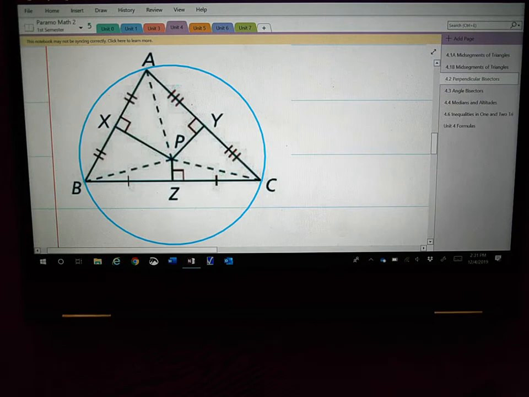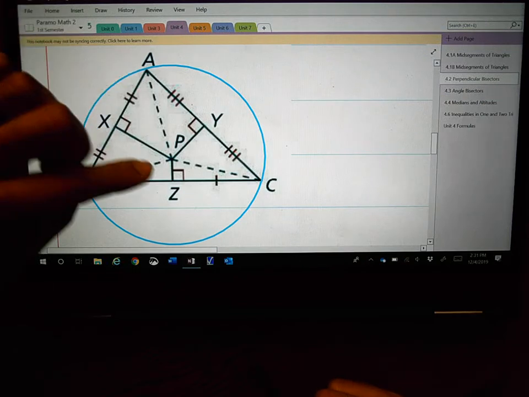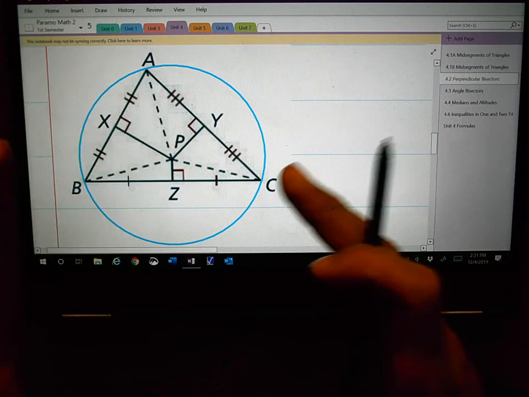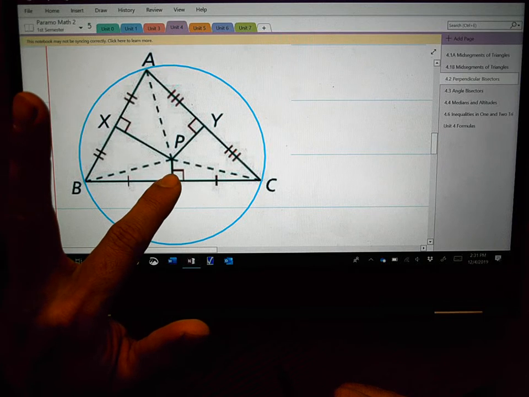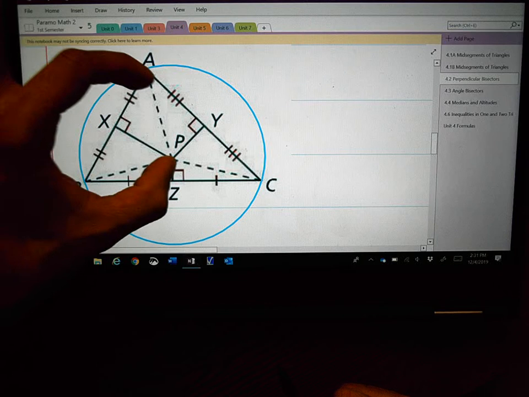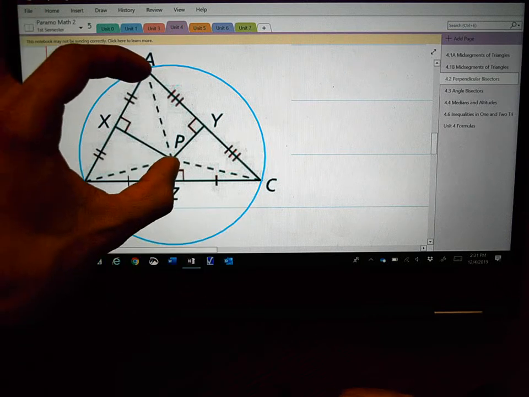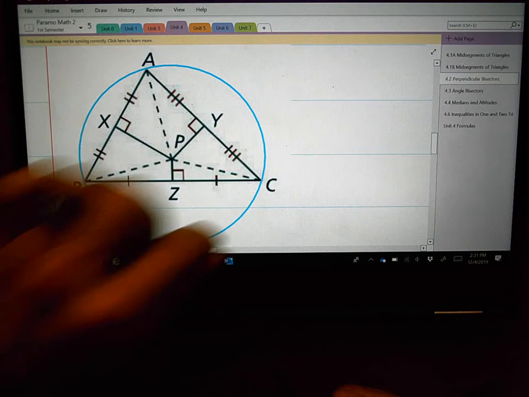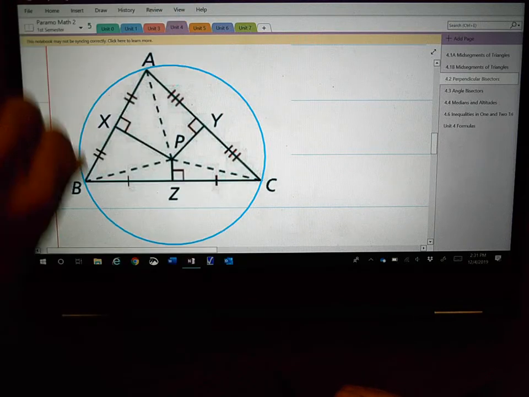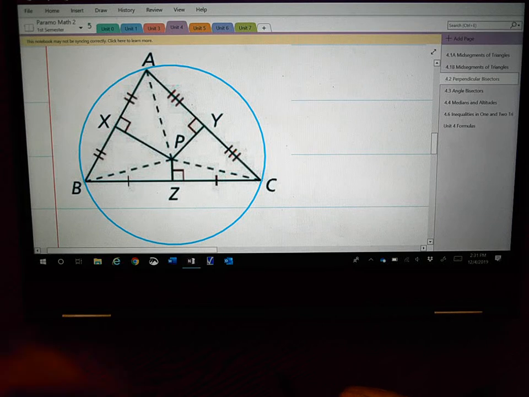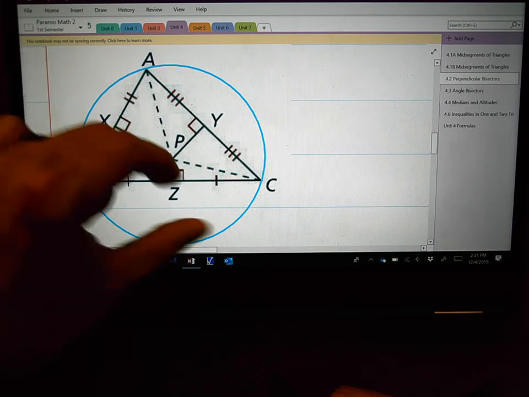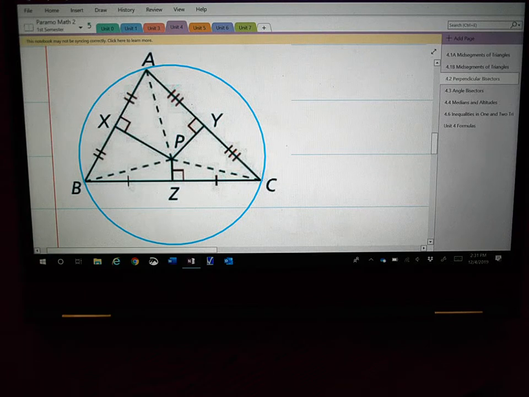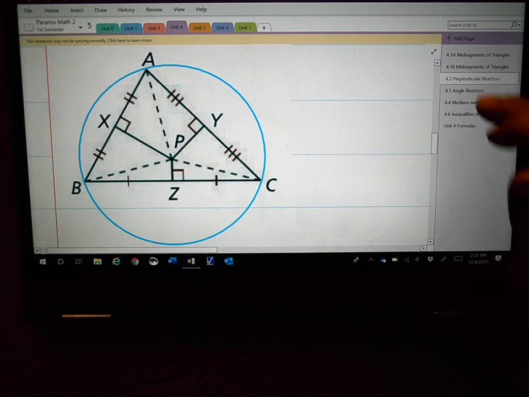Which created, if you did the perpendicular bisector of this side and the perpendicular bisector of this side, a point called the circumcenter. The circumcenter is the point that is equidistant to the vertices. If this distance and this distance and this distance is the same, then guess what? That creates a circle that circumscribes the triangle. That means it goes through all three vertices. Those are going to be the same because it's created by the perpendicular bisectors of each side.